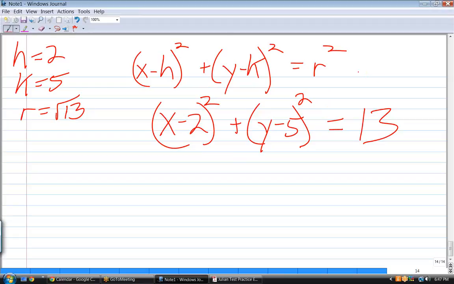Make sure if you write these general formulas on your card that you know what the letters stand for. Alright, so H stands for the X coordinate of the center. K stands for the Y coordinate of the center. And R is the radius of the circle.